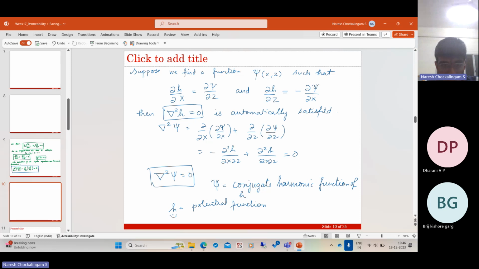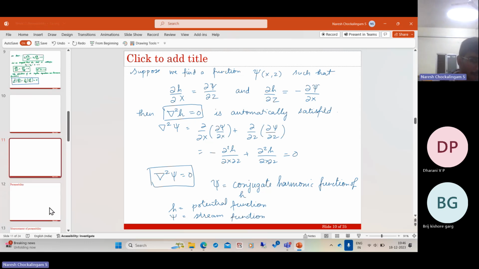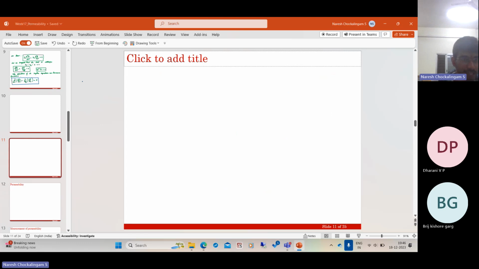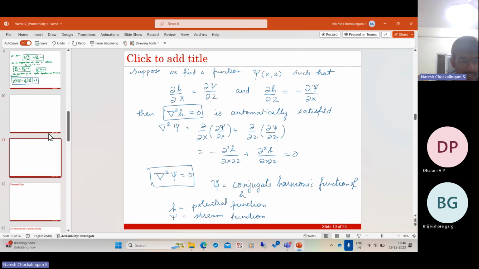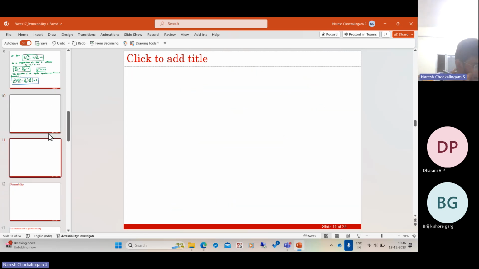And psi is called the stream function. They are conjugate to each other. If they are related by this, they are conjugate to each other. And not only that, it may seem a little mathematical, but it will quickly become clear why it is useful for us as civil engineers, right?